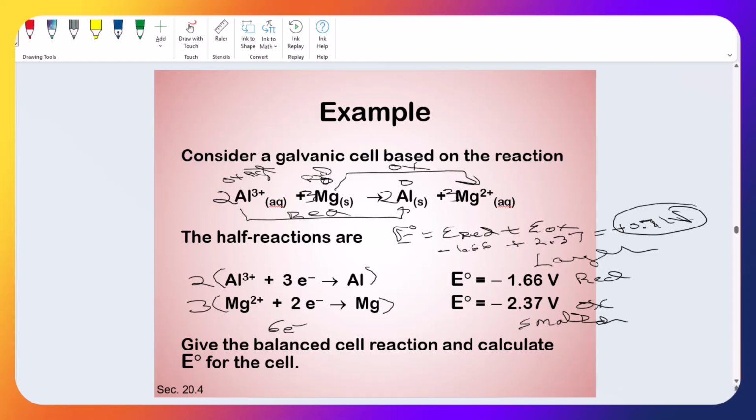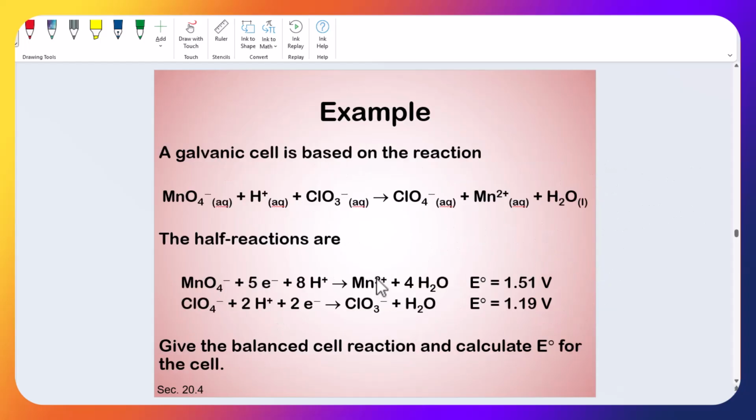Now, you may not think that that is a really high cell potential. However, it is positive, and as long as the E of the cell is a positive value, that reaction under that set of conditions is spontaneous. That is, it occurs without outside intervention. You don't have to do anything to it. It just happens, and it produces 0.71 volts.